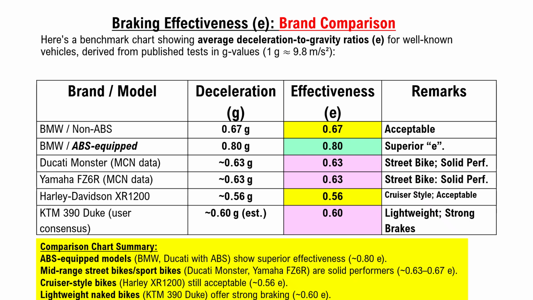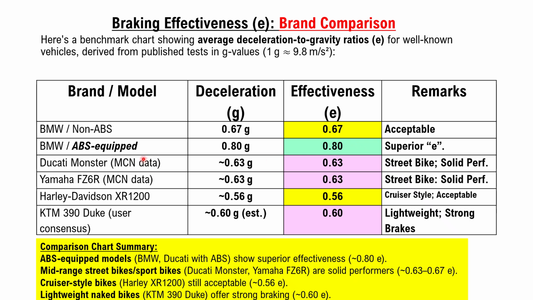Here is another chart of brand comparison related to braking effectiveness. BMW with non-ABS brakes has a braking effectiveness value of 0.67, which is acceptable. BMW with ABS equipped brakes has a braking effectiveness value E of 0.80, which is an indicator of superior performance.